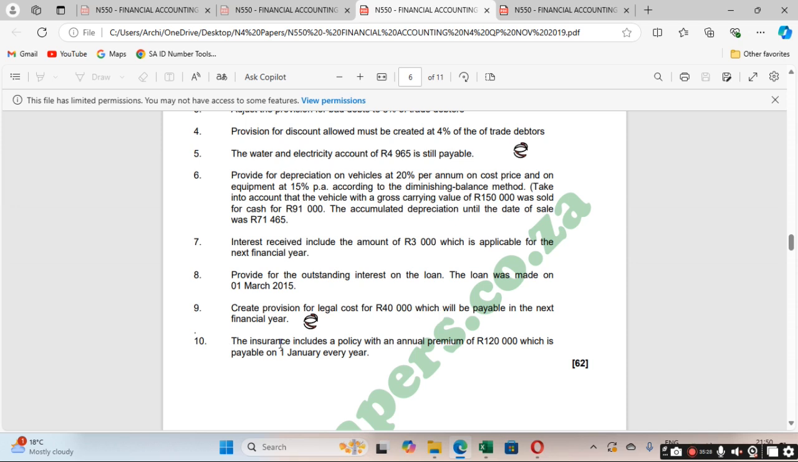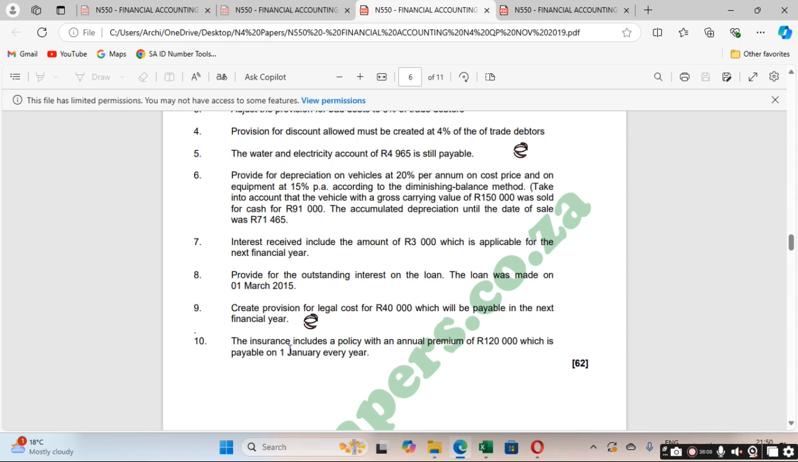And then the insurance includes a policy with an annual premium of 120,000, which is payable on 1 January every year. Okay, so this one is the same as the annual bonus. On the previous question paper, I was doing a question paper in which we had an annual bonus. I can't recall the annual bonus of what, but the calculations are exactly the same, just different timelines.